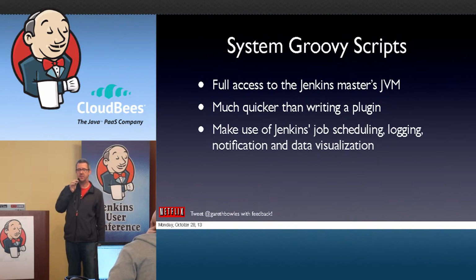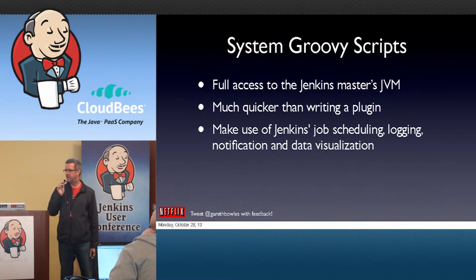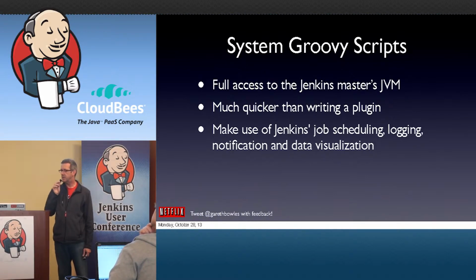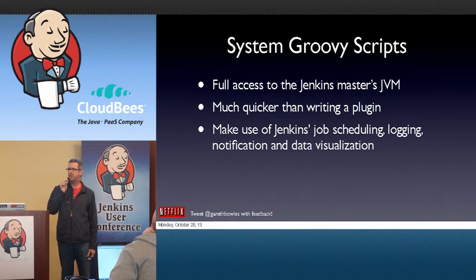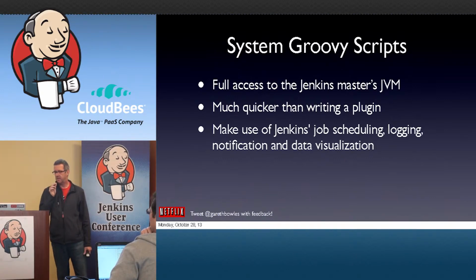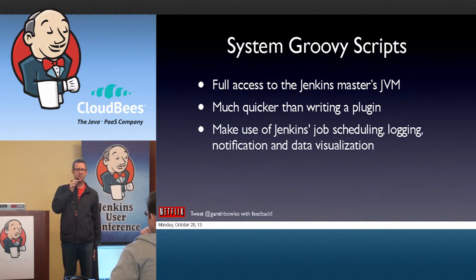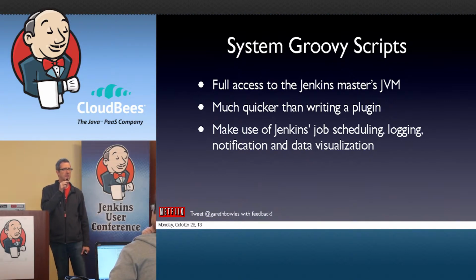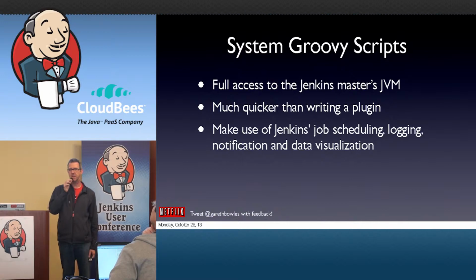Because you're running within a Jenkins job, you can make full use of Jenkins job scheduling. You can record all your build results, so you know the history of when a particular script ran. You can use all the logging. You can use notification to tell people about the results of running the script. And you can even use data visualization, such as the plot plugin, if you want to do something like count the number of failed builds in the last hour and plot that over time. That's pretty easy to do.